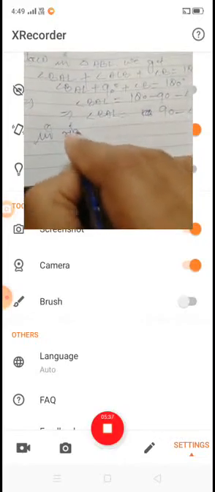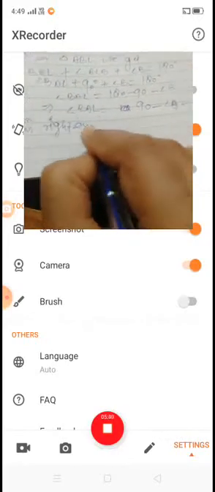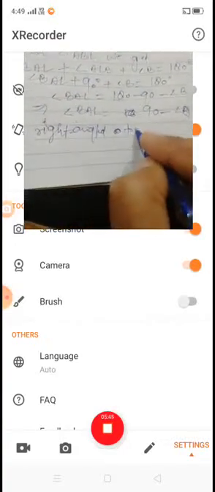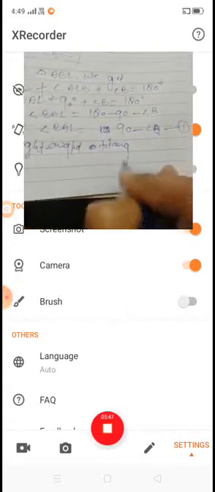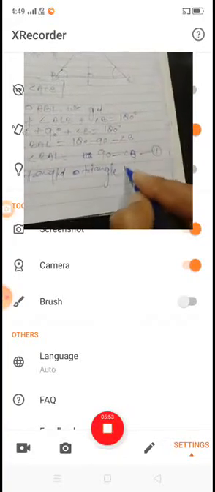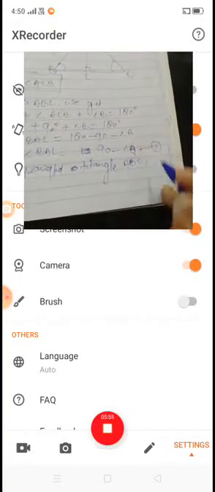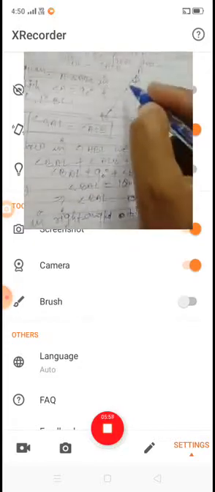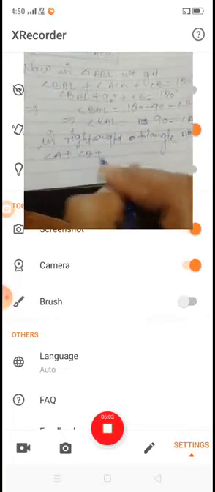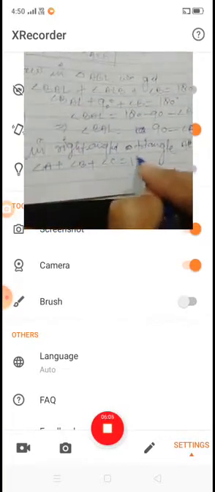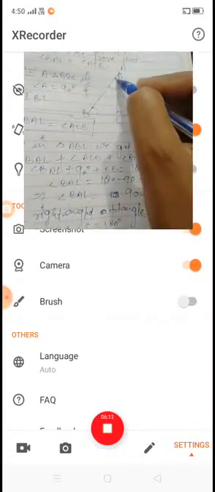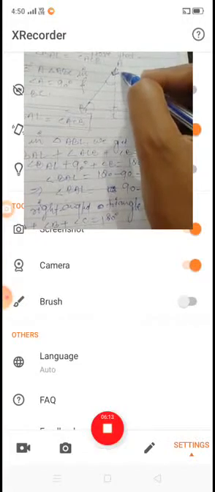Now in triangle ABC, in the right angle triangle ABC, we use the angle sum property, that is angle A plus angle B plus angle C is equal to what? 180. And from the question we have angle A is equal to 90 degrees.